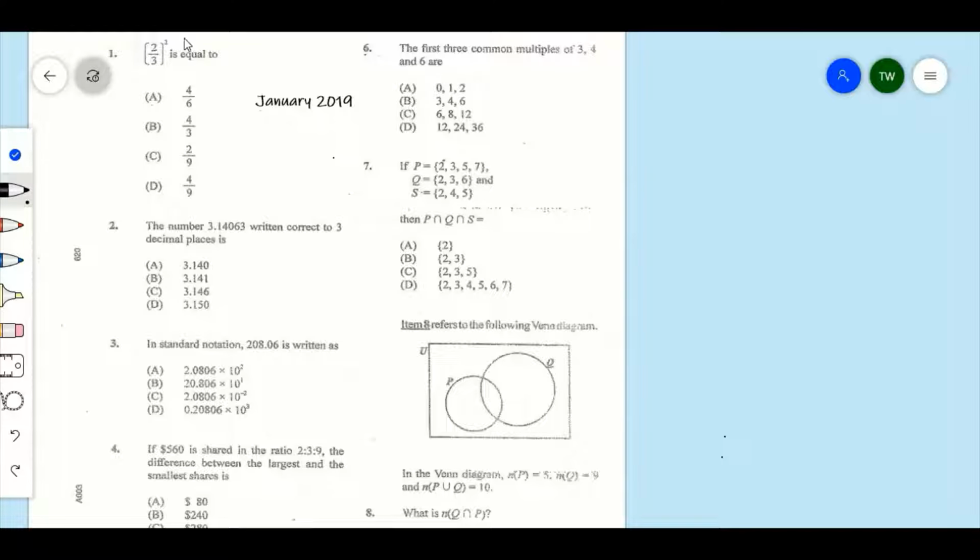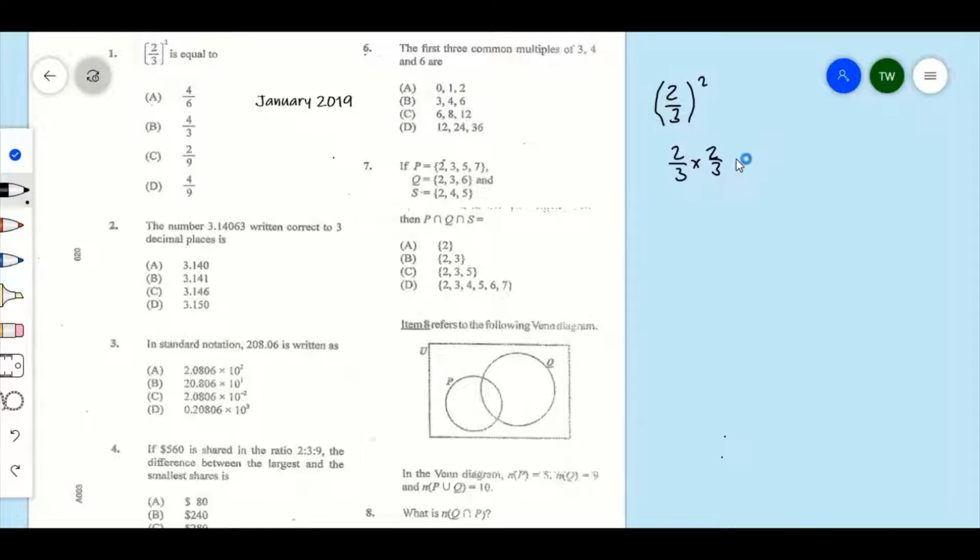2 over 3 all squared is equal to, now you are given 2 over 3 all squared. Now the square tells you how many times you must multiply the base. So what this means is that you are multiplying 2 over 3 times itself, 2 over 3.